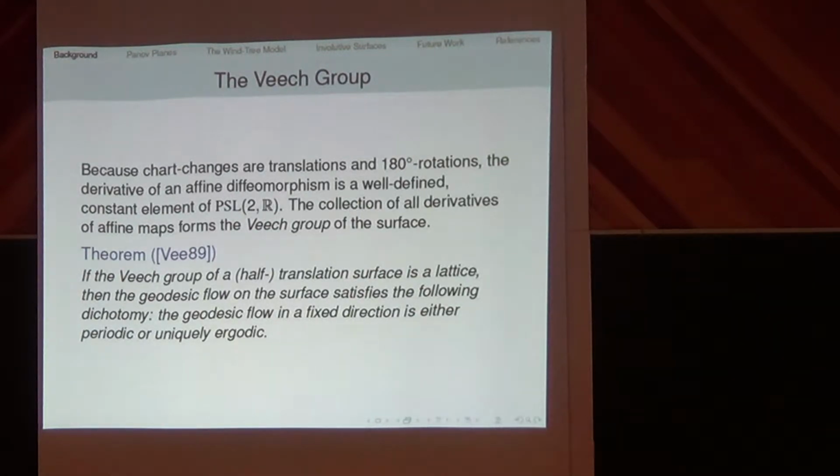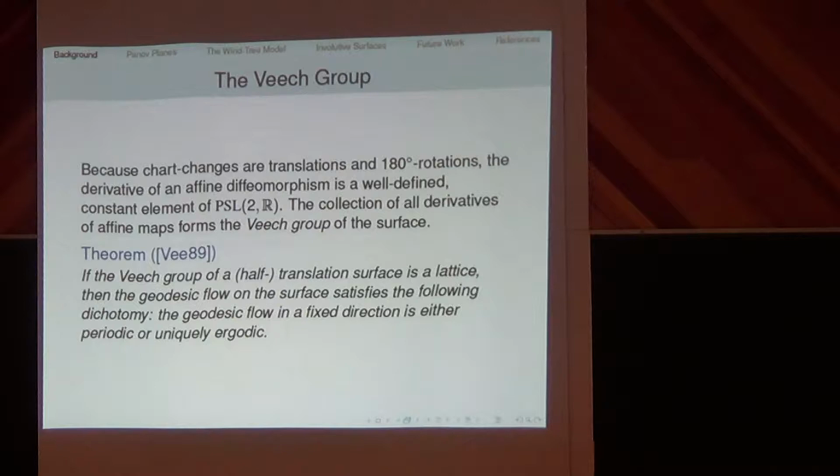And since chart changes are just translations, possibly composed with negations, derivatives of maps are well defined, regardless of what chart you compute the derivative in. In particular, for an affine map, this derivative is going to be a constant element of PSL2R, and the collection of all those derivatives forms the Veech group of the surface. And the reason we care about the Veech group is because of a famous theorem by Veech in 1989, where he said if this Veech group is really big, if it's a lattice, has finite covolume in PSL2R, then the geodesic flow in a fixed direction on the surface is either periodic or uniquely ergodic.